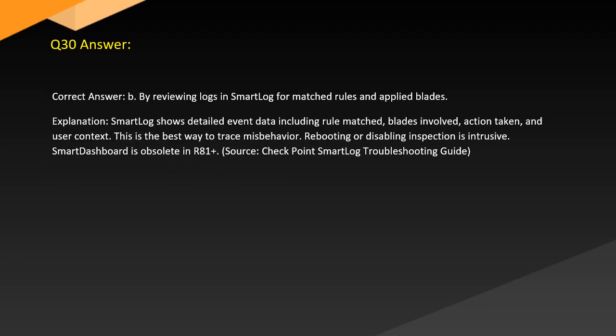Answer. Correct answer: B. By reviewing logs in SmartLog for matched rules and applied blades. Explanation: SmartLog shows detailed event data, including rule matched, blades involved, action taken, and user context. This is the best way to trace misbehavior. Rebooting or disabling inspection is intrusive. SmartDashboard is obsolete in R80+. Source: Checkpoint SmartLog Troubleshooting Guide.